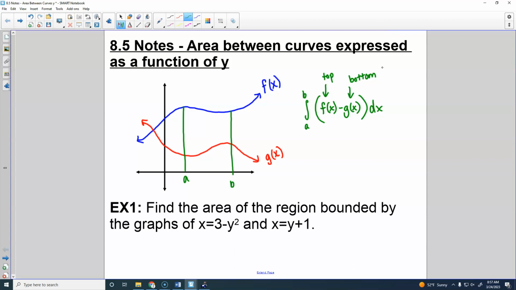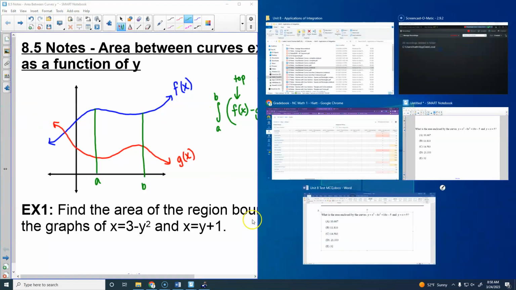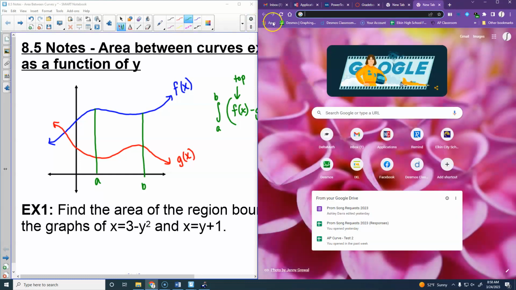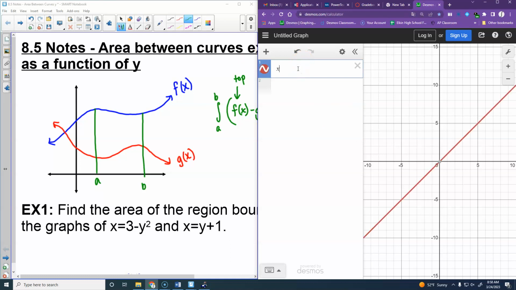Now, there is something weird about example 1 on this. What is different about that question versus other ones we've seen so far? Okay, it's in terms of y, right? It's an x equals equation. So, Desmos comes in handy here. To graph that on your calculator, you have to solve them for y because your calculator will only graph things solved for y. But Desmos comes in handy for us to picture what's happening here.